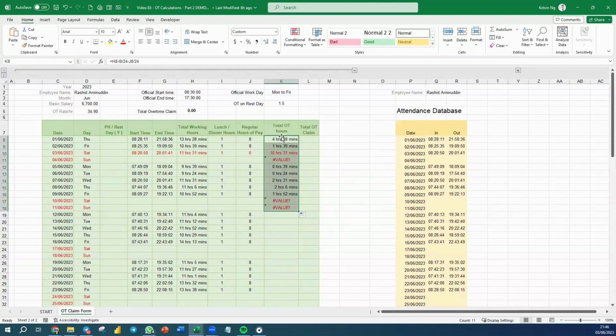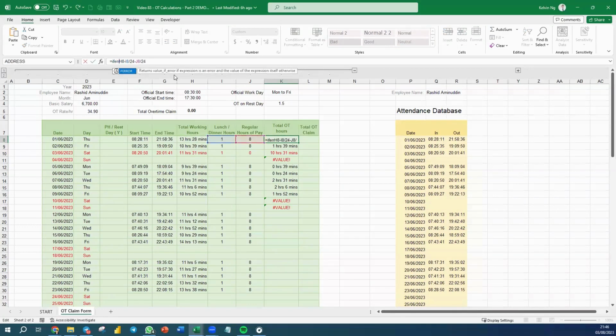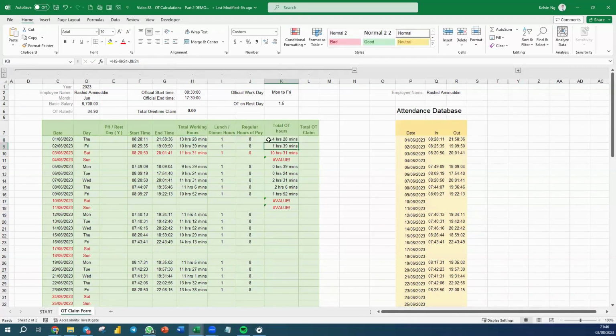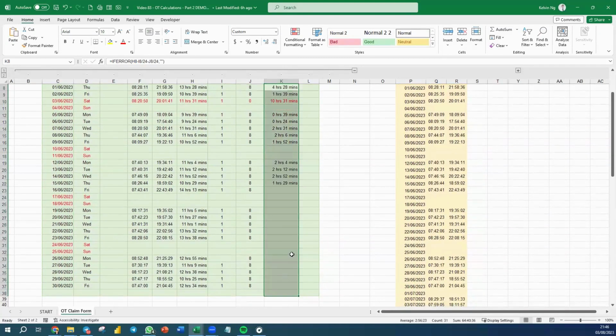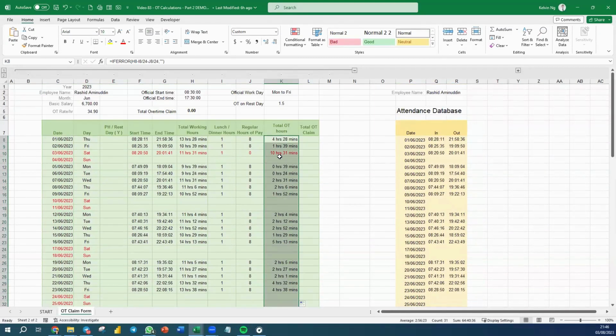So that's it. All I need to do now is add something called IFERROR. So if error, then I'm going to tell it to leave it empty. Don't show me that value error. So let's pull this one down. There you go. These are the total working hours of the employee.